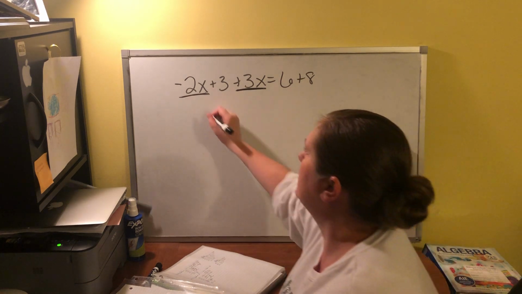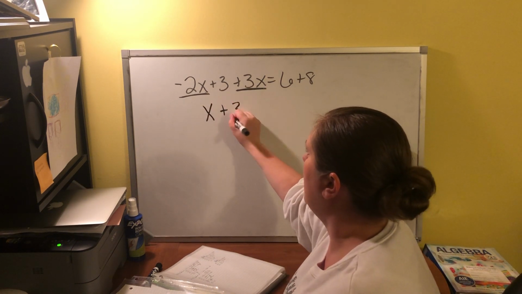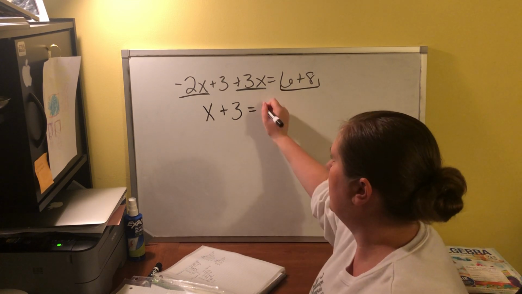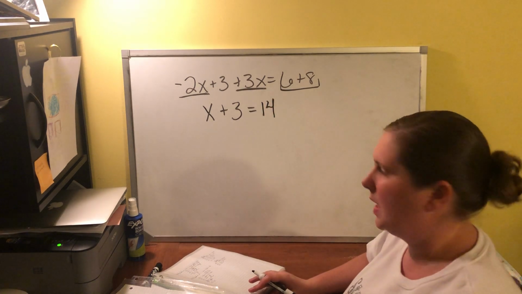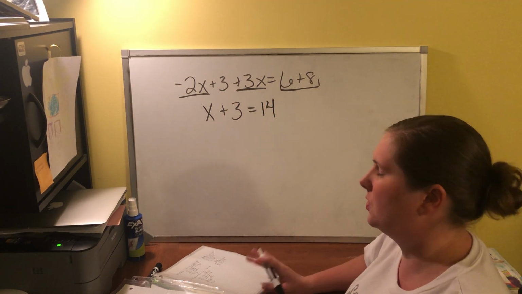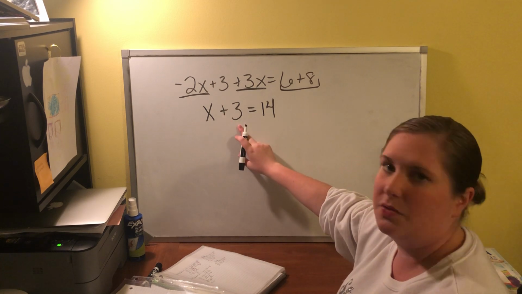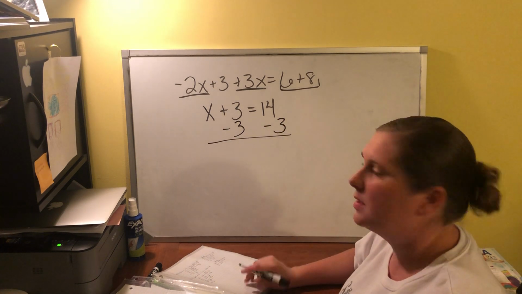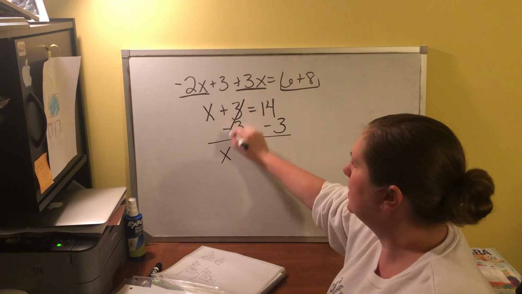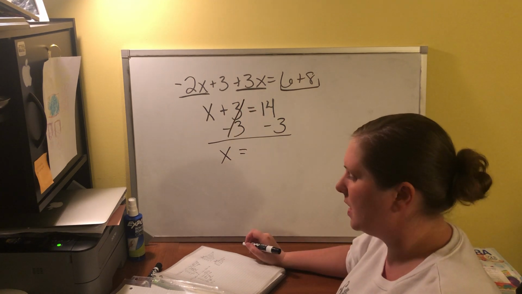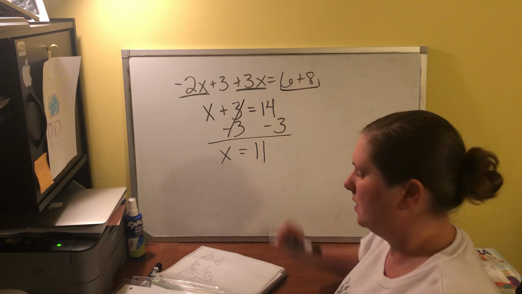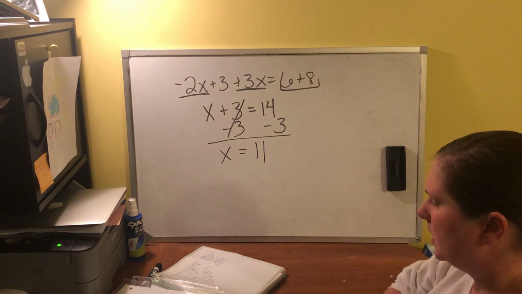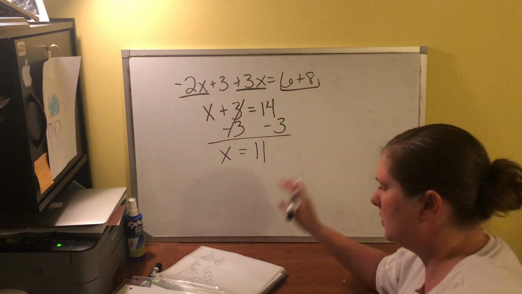So negative 2x plus 3x is a positive 1x. I still have my plus 3 equals, and if you look here, I have 6 plus 8 that I can go ahead and combine to get 14, okay? Now I'm set up to use our subtraction property because I have a plus 3 that I need to move to the right-hand side. So we're going to go ahead and subtract 3 on both sides. Bring down the x. 3 minus 3 cancels and becomes 0. Bring down the equal sign. And now I have 14 minus 3, which gives us 11. Okay, so I hope that makes a little bit more sense. I hope that helps a little.